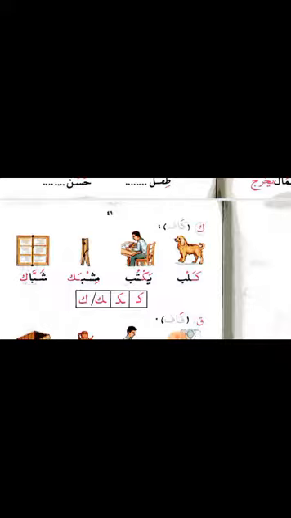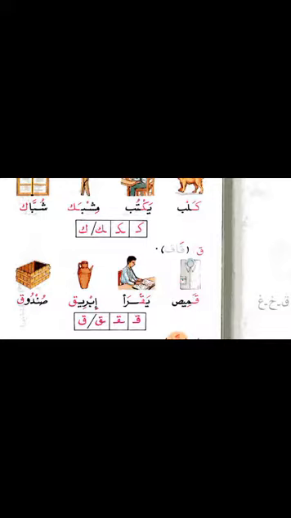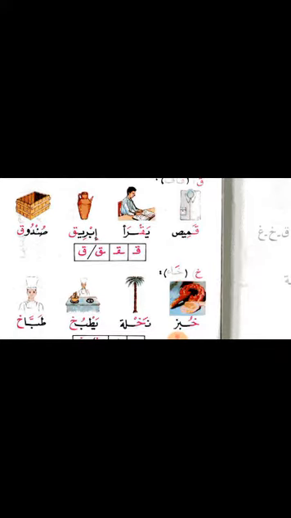Okay. Yaqra'u, he is reading. Ibrikun means kettle. Sundukun, a box.